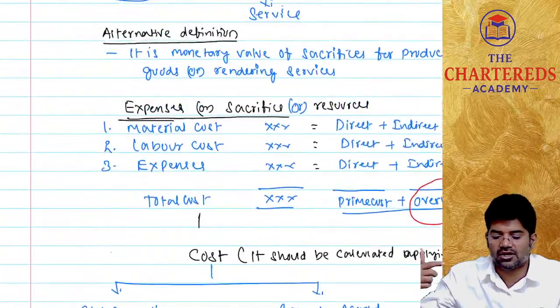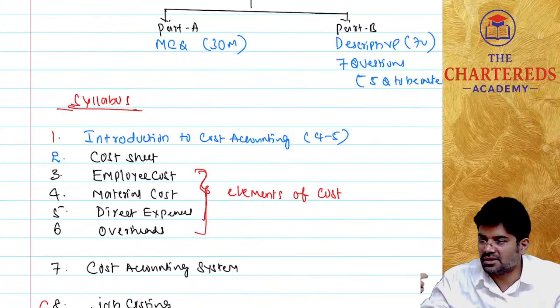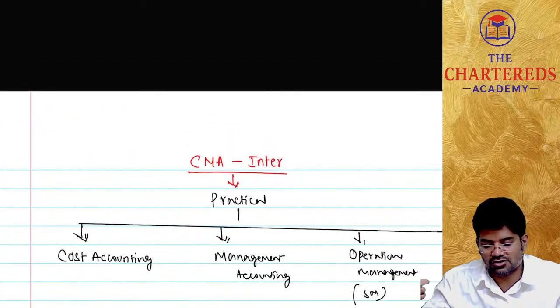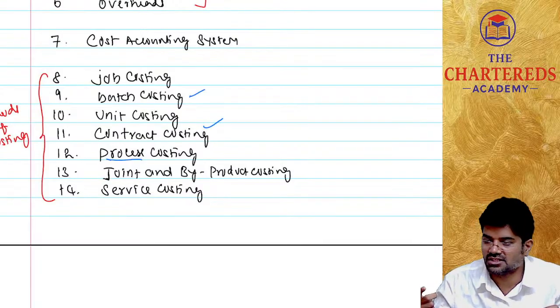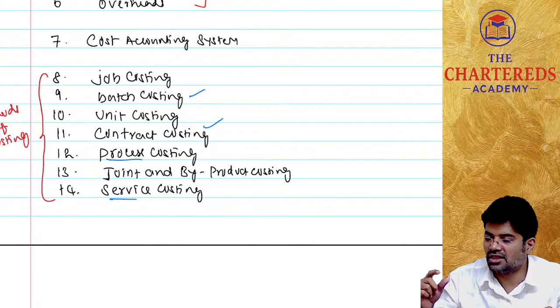If you go back to your syllabus, I have given different methods of costing. What are those? Like job costing, batch costing, contract costing, process costing, service costing. All these are what?